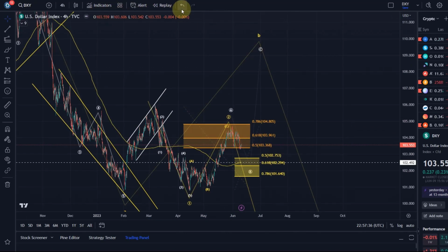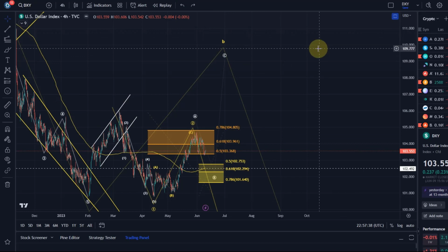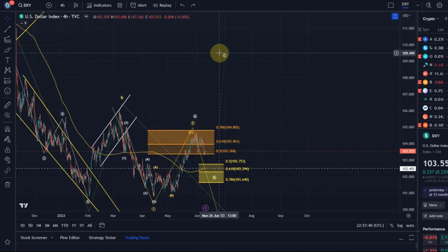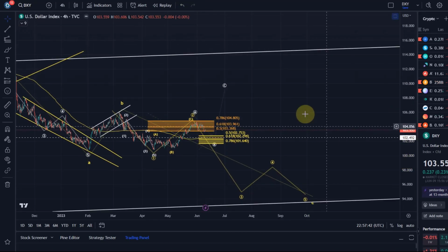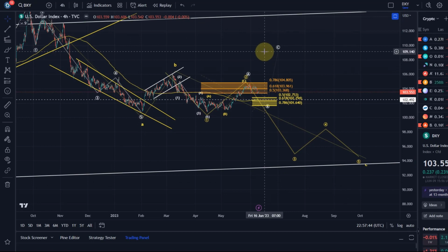So my interpretation is that either we go down directly or we get a little bit further of a bounce before we come down then. And it shouldn't really go significantly above that $108, $109 level.